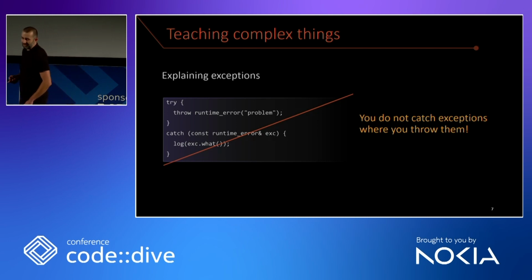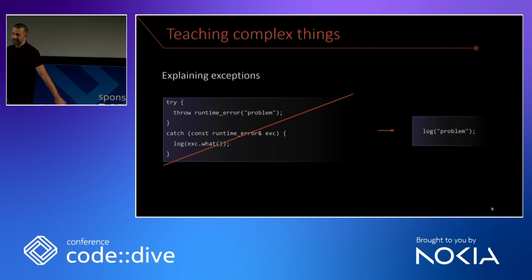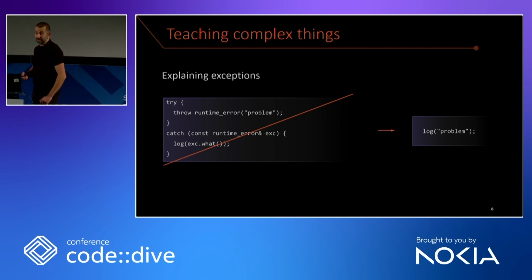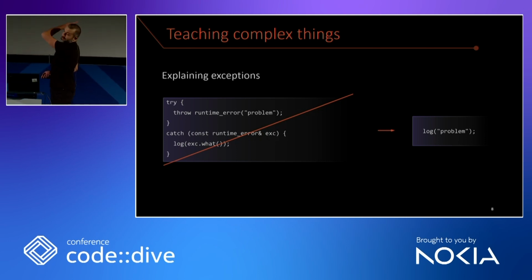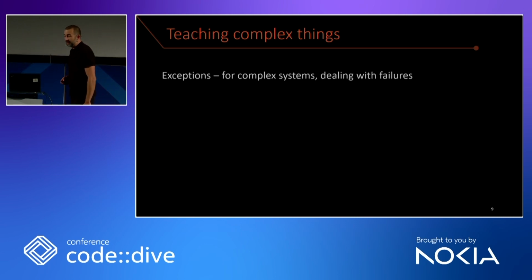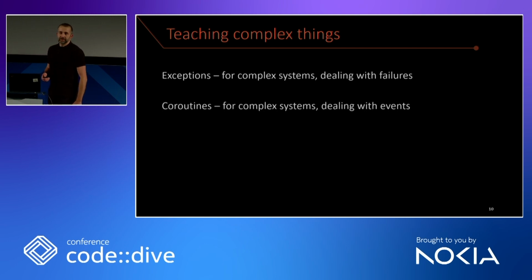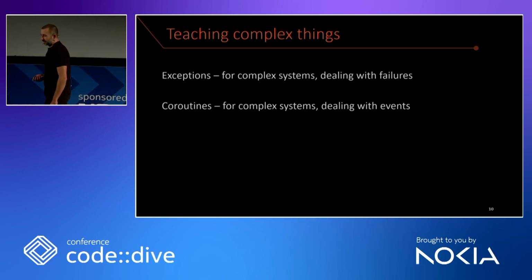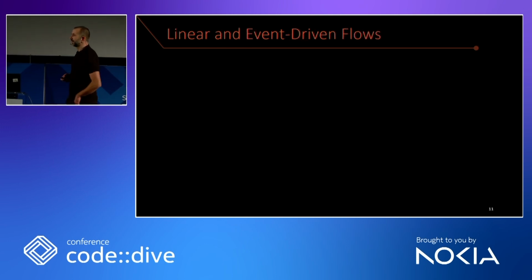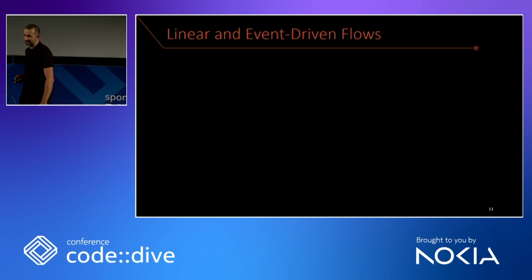You could have said that if I have a problem and I need to log it, I might as well just log it already and not use all this stuff. And you'd be right. This is how you do it, the short way. You only use exceptions when you are dealing with a complex system that you would otherwise find very difficult to manage. And the same is with coroutines. You will only appreciate them when you are dealing with a big system that does a lot of asynchronous computations.